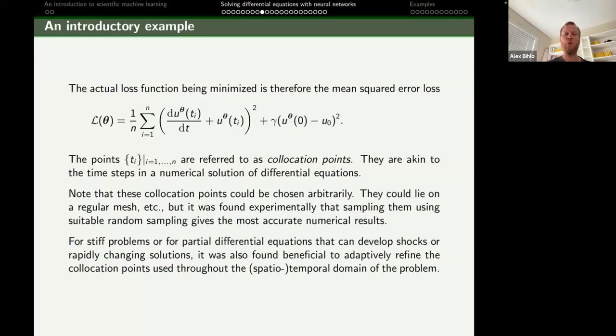So for example, if you know Burgers' equation, Burgers' equation develops a shock at some point. So ideally you have more points close to where the shock is, so that you approximate the shape of the shock more accurately. So this is also a research field in itself: adaptive collocation point placement.